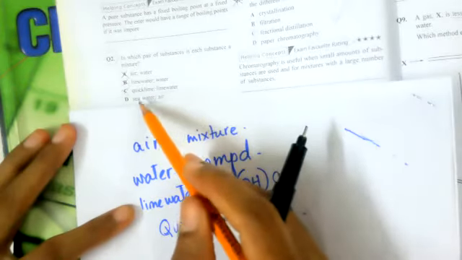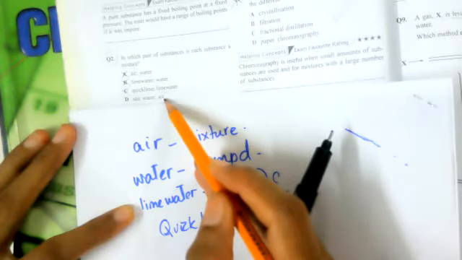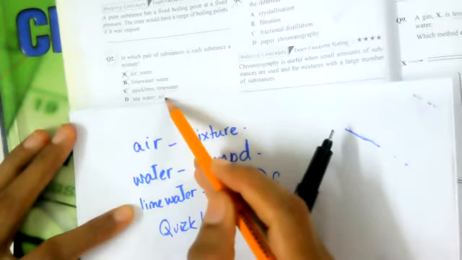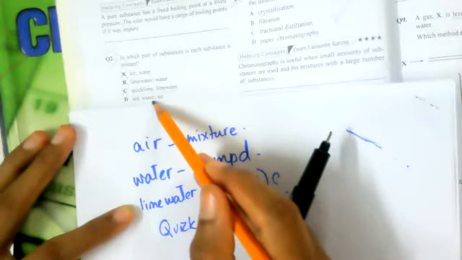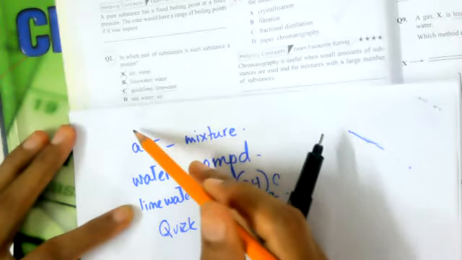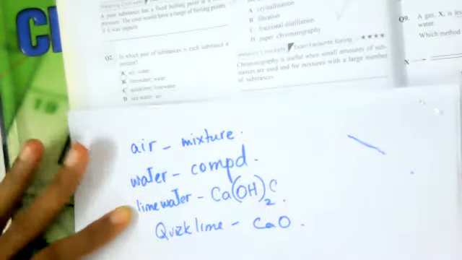Yeah, option D is sea water and air. Why? Because air is a mixture and sea water is also a mixture. It is a mixture of salt and water, and many other different types of salts. Okay, let's move on to this.